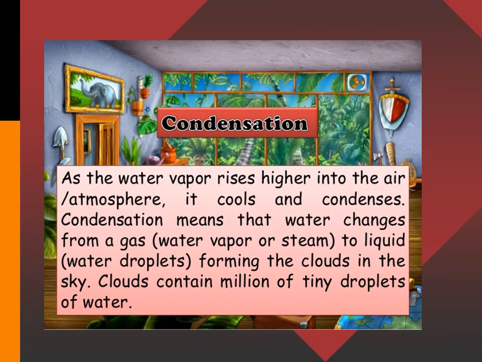The next step of the water cycle is condensation. As the water vapor rises higher in the air or atmosphere, it cools and condenses. Condensation means that water changes from gas to liquid, or from water vapor into water droplets, forming the clouds in the sky. Clouds contain millions of tiny droplets of water. Condensation means this water vapor changes back into liquid water droplets. This process is called condensation.